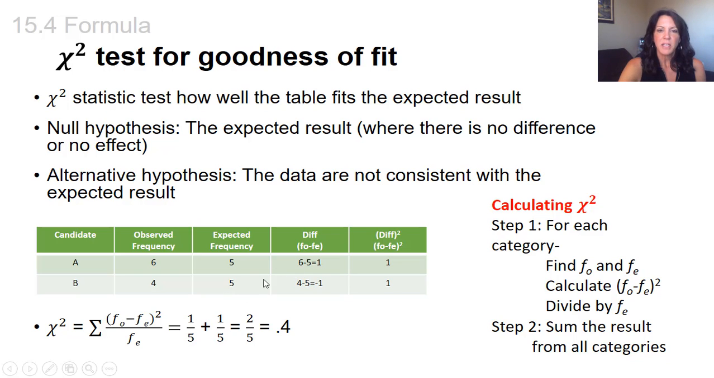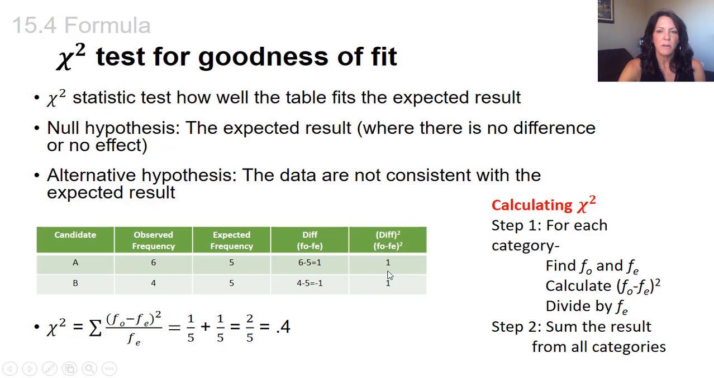What we do for our chi-square first is we take a difference score. We take the observed frequency minus the expected frequency. Then we square that difference score. We're going to take that squared difference score and divide it by the expected frequency. We do that for each category and then add it up. So let's see what this looks like.